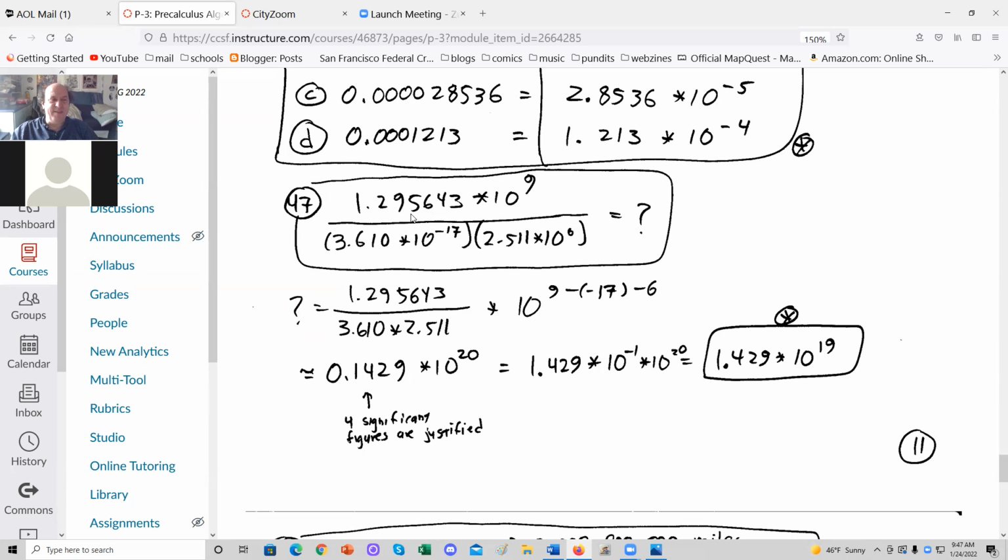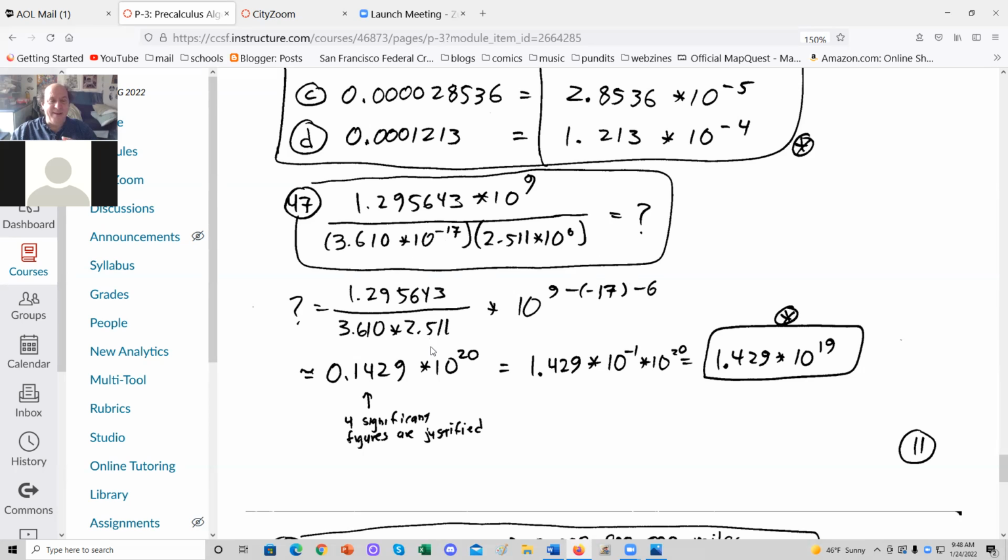So the 7 significant figures aren't useful. You can't really use them. So the result should be as accurate as the least accurate of all its inputs. So therefore only 4 significant figures, which is what we'll do. All right, now first, 1.295643 over 3.610 times 2.511. Okay, 10 to the 9th here. Now the negative 17 is in the denominator, so we minus a negative 17. Oh, this is a 0, and we subtract the 0. Okay.